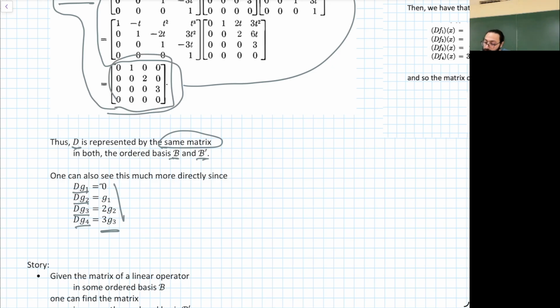Because this is the first row, which is zeros. This is the second row, which is 1 0. This is the third one, which is 0 0.